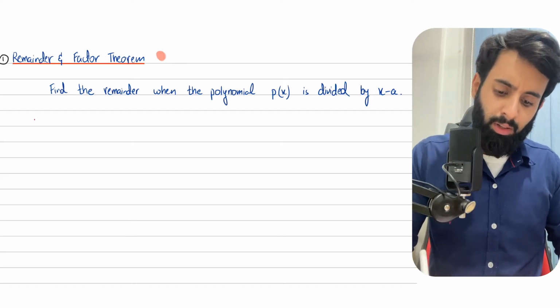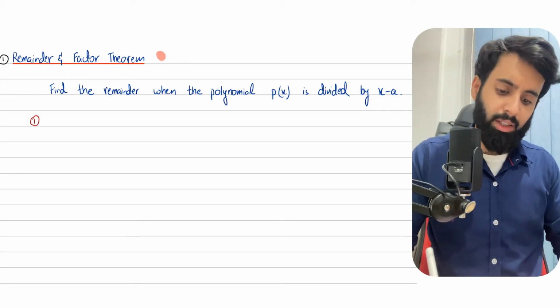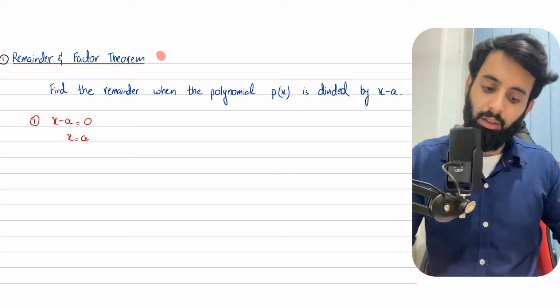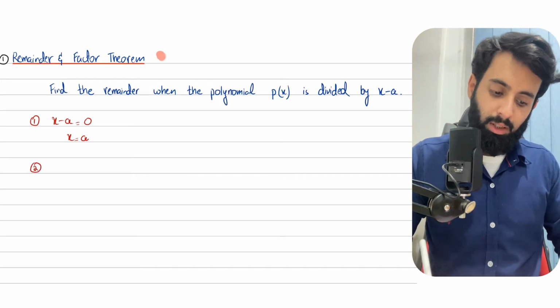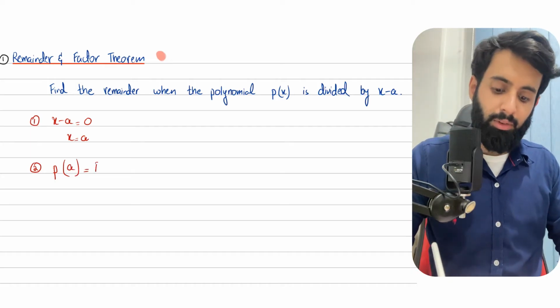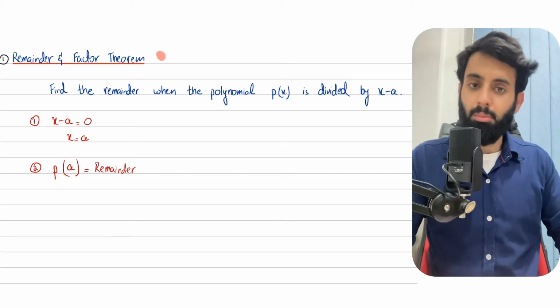In the first step, whatever the divisor is, which in this case is x minus a, set it equal to 0 so that you know what value of x to plug in. And that brings me to the next step. You're going to plug in that value of x in the polynomial, and whatever you get is your remainder.